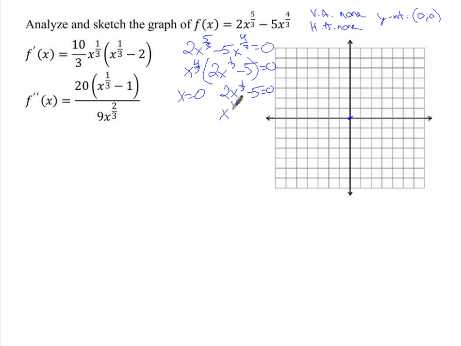Move the 5 over and then divide by 2. And now I have x^(1/3) equals 5 halves. So that says the cube root of x equals 5 halves. I want just x. How do I get rid of a cube root? You cube both sides. So we cube here, we cube here. Now we have x equals 125 eighths. What is 125 eighths? Because we have to put this on our graph somewhere.